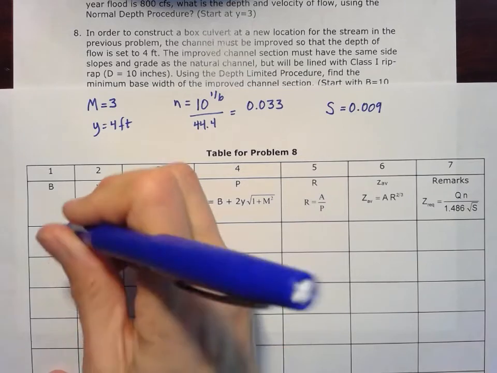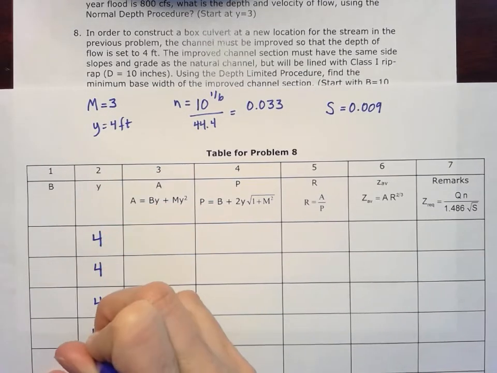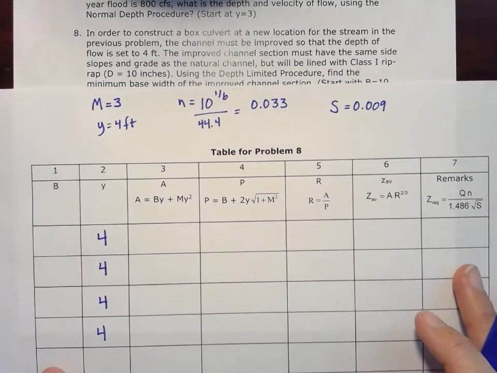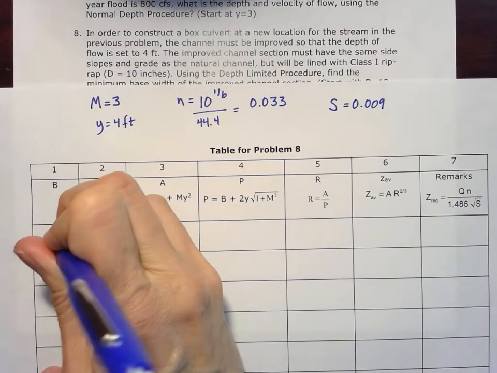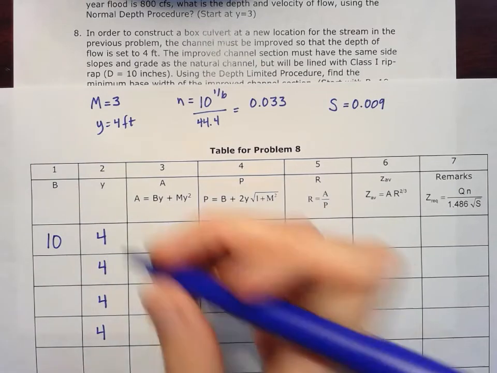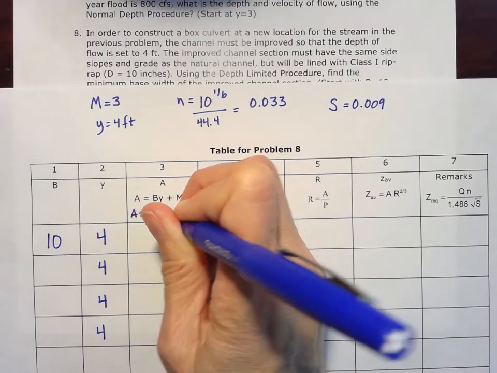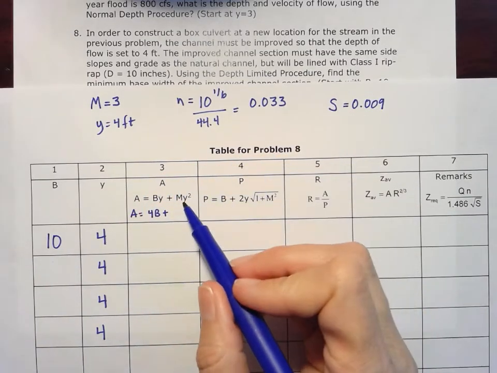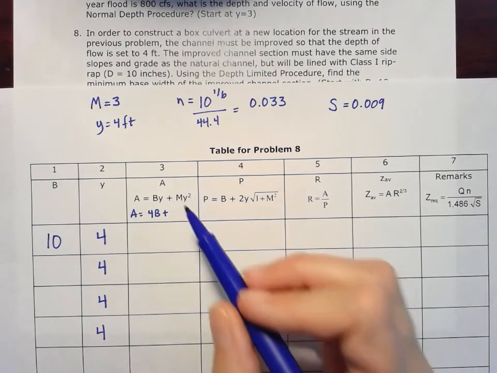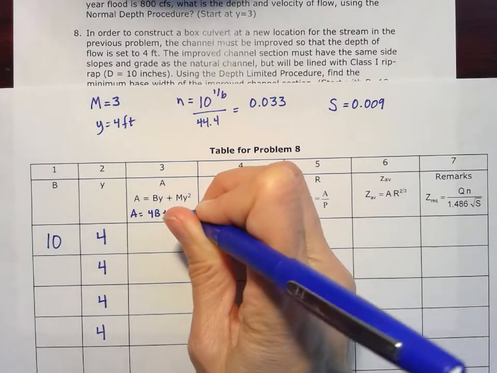All right, so now we're going to use the depth limited procedure, very similar to the normal depth procedure, except for now y is always going to be 4 and b is going to vary. So we'll start off with b equals 10 feet. We're told to do that in the problem, so we'll start with 10 here. And then we know y is always going to be 4. So this equation becomes 4b plus, and then we can take a look here. M is 3, y is 4, so 16 times 3 becomes 48, 4b plus 48.